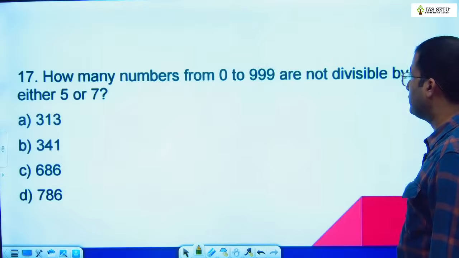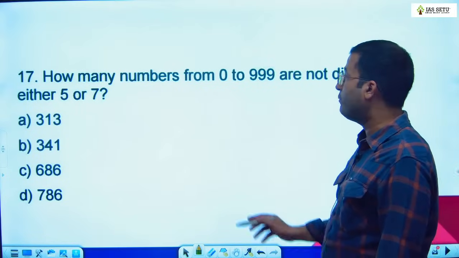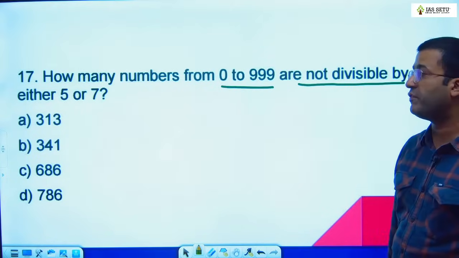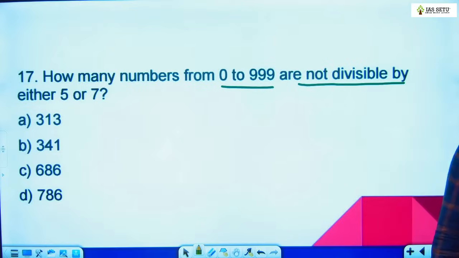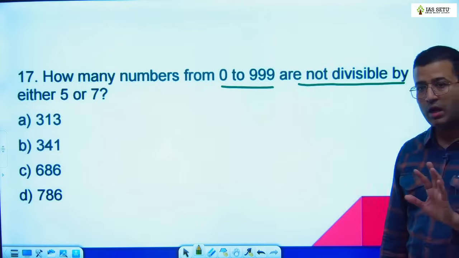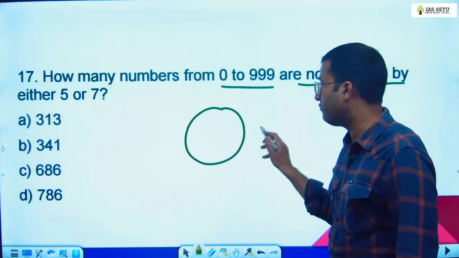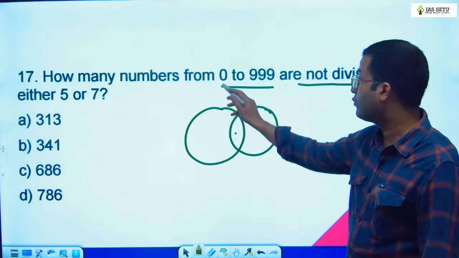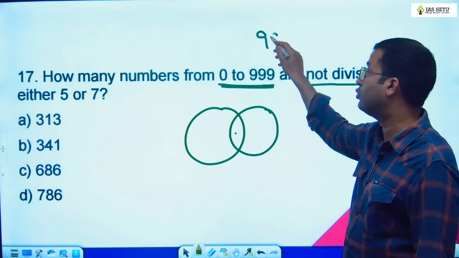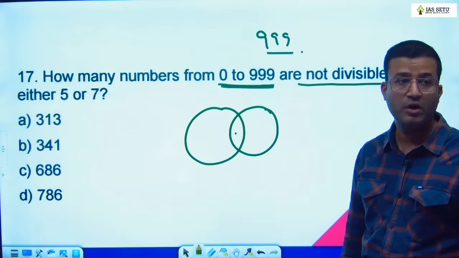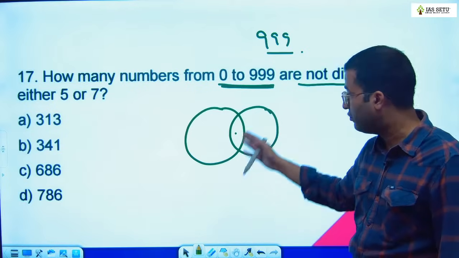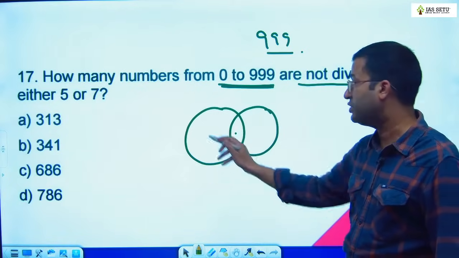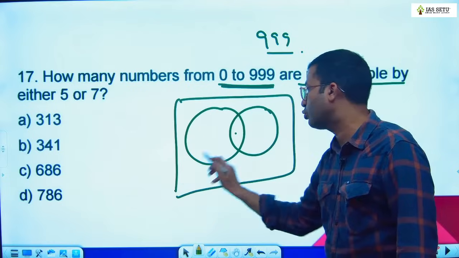Now next question. How many numbers from 0 to 999 are not divisible by either 5 or 7? This is Venn diagram plus number system question. This is divisible by 5, this is divisible by 7, these are divisible by 35. And from 0 to 999 there are total 1000 numbers. First we will find divisible by 5, we will find divisible by 7 and we subtract divisible by 35. ये group 1, group 2, group 3, group 4.